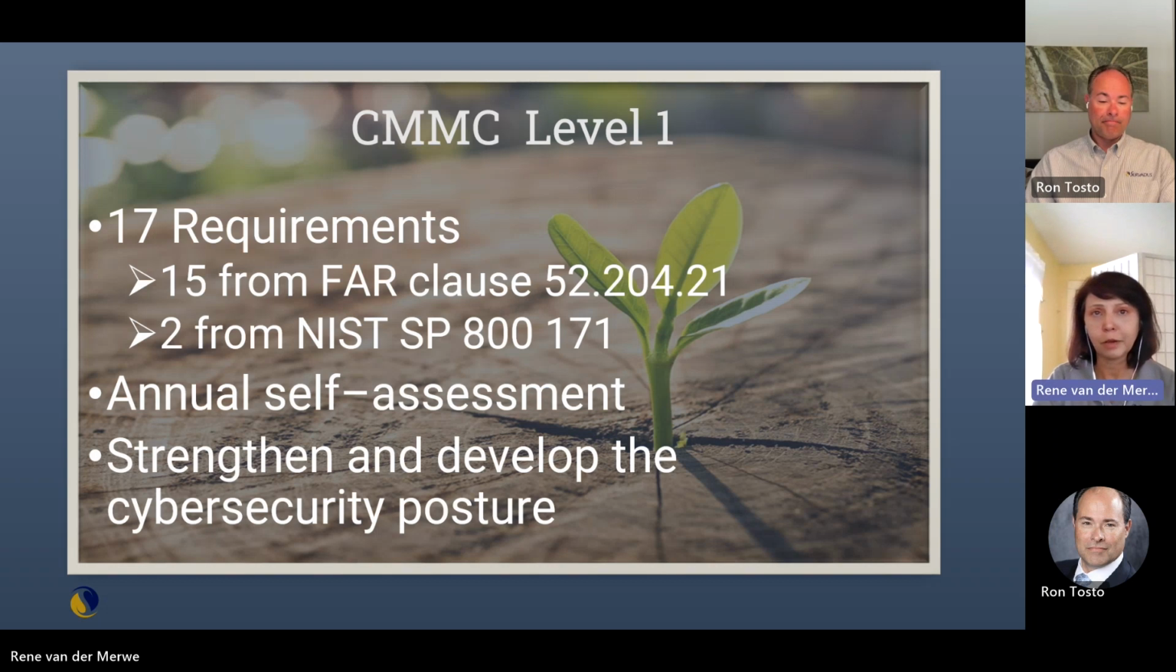Level 1 requires contractors to conduct a self-assessment each year to ensure these 17 requirements are properly in place and working. Contractors also will need a senior company official to supply an annual affirmation to accompany the self-assessment. Compliance with Level 1 will strengthen and develop the cybersecurity posture of contractors.